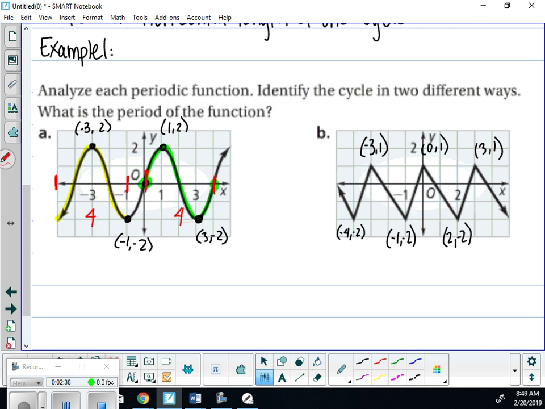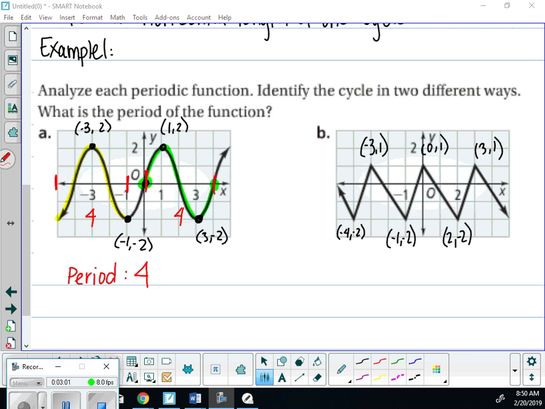So part of it is to identify the cycle, which if I did in two different colors, then you can do it in two different colors. And what's the period of the function? How long on the x-axis does it take for that function to start repeating? In this case, it is 4 units.